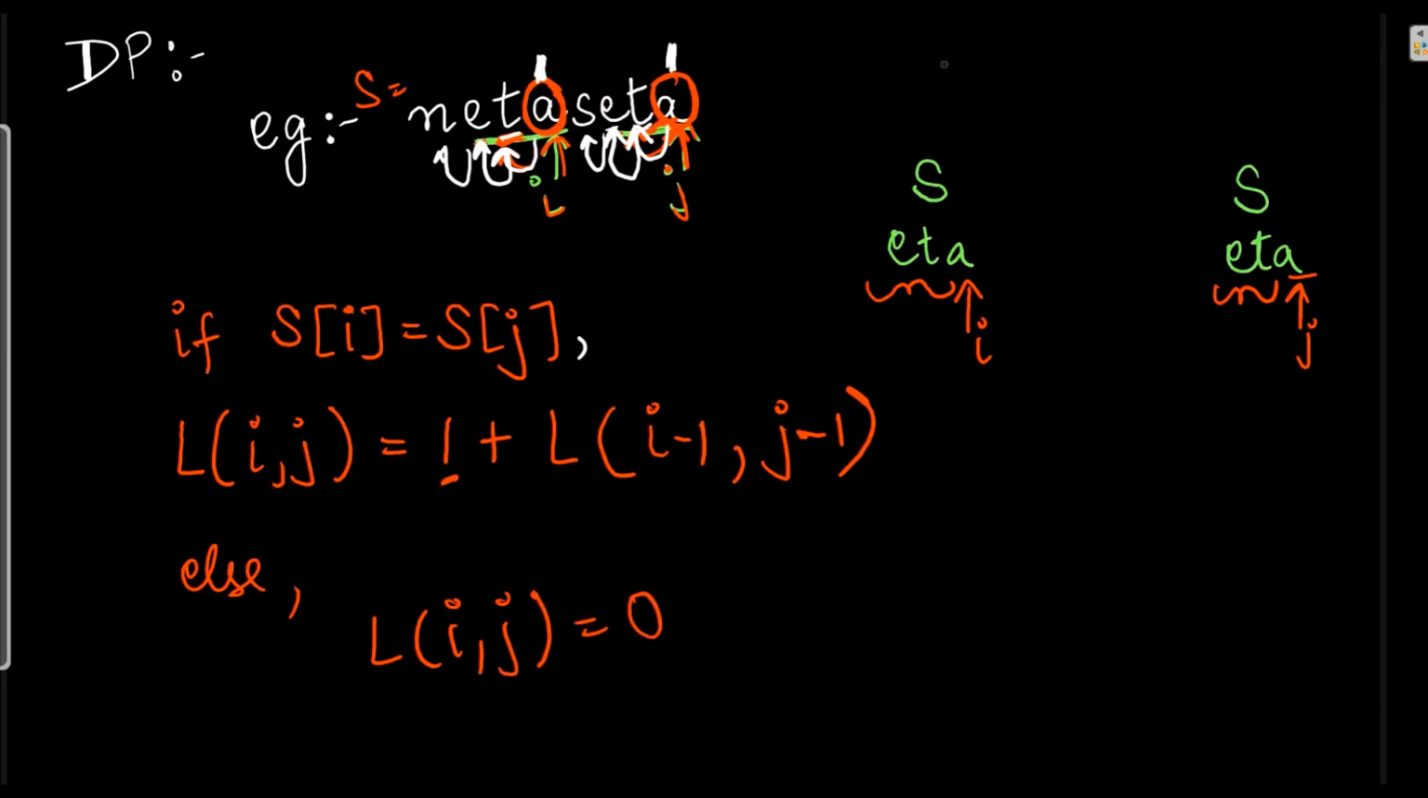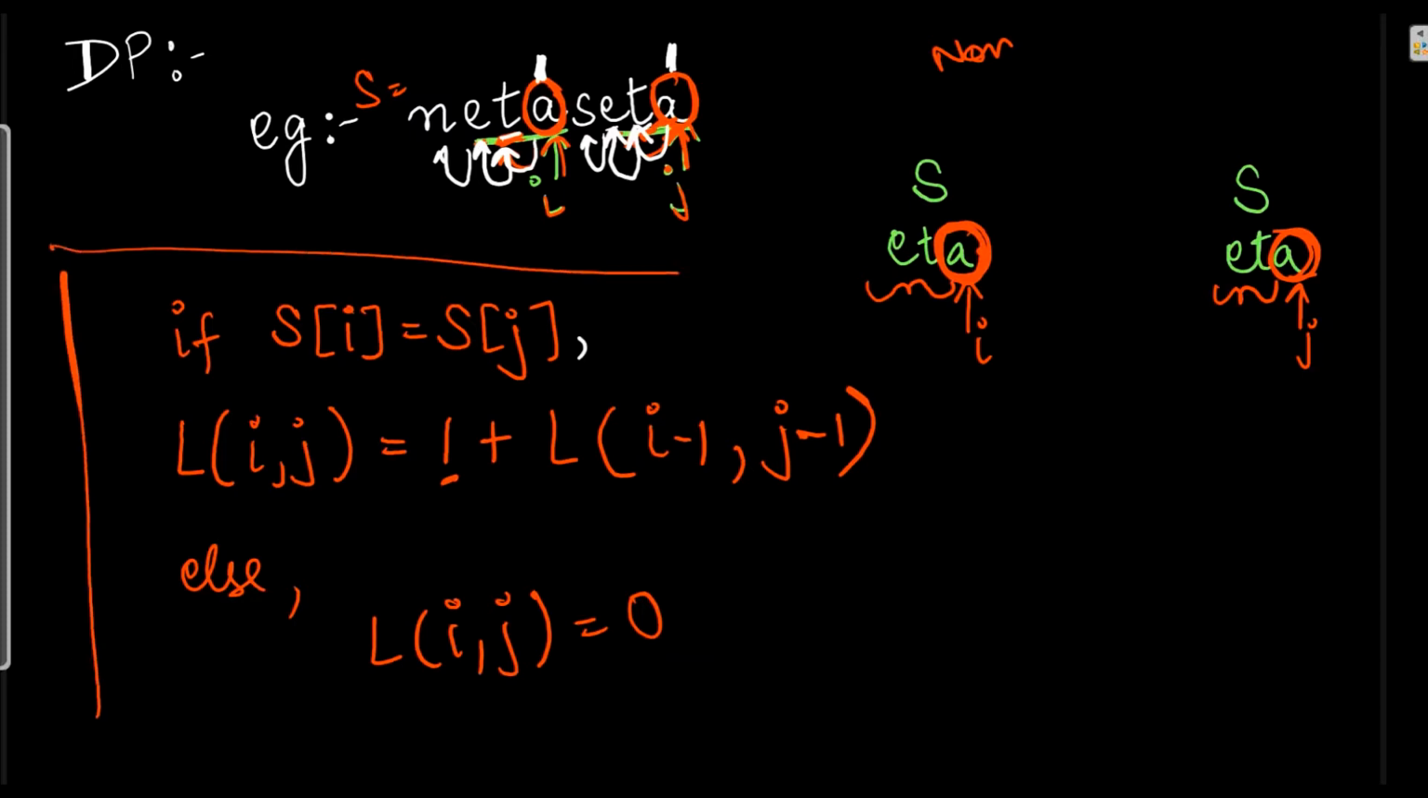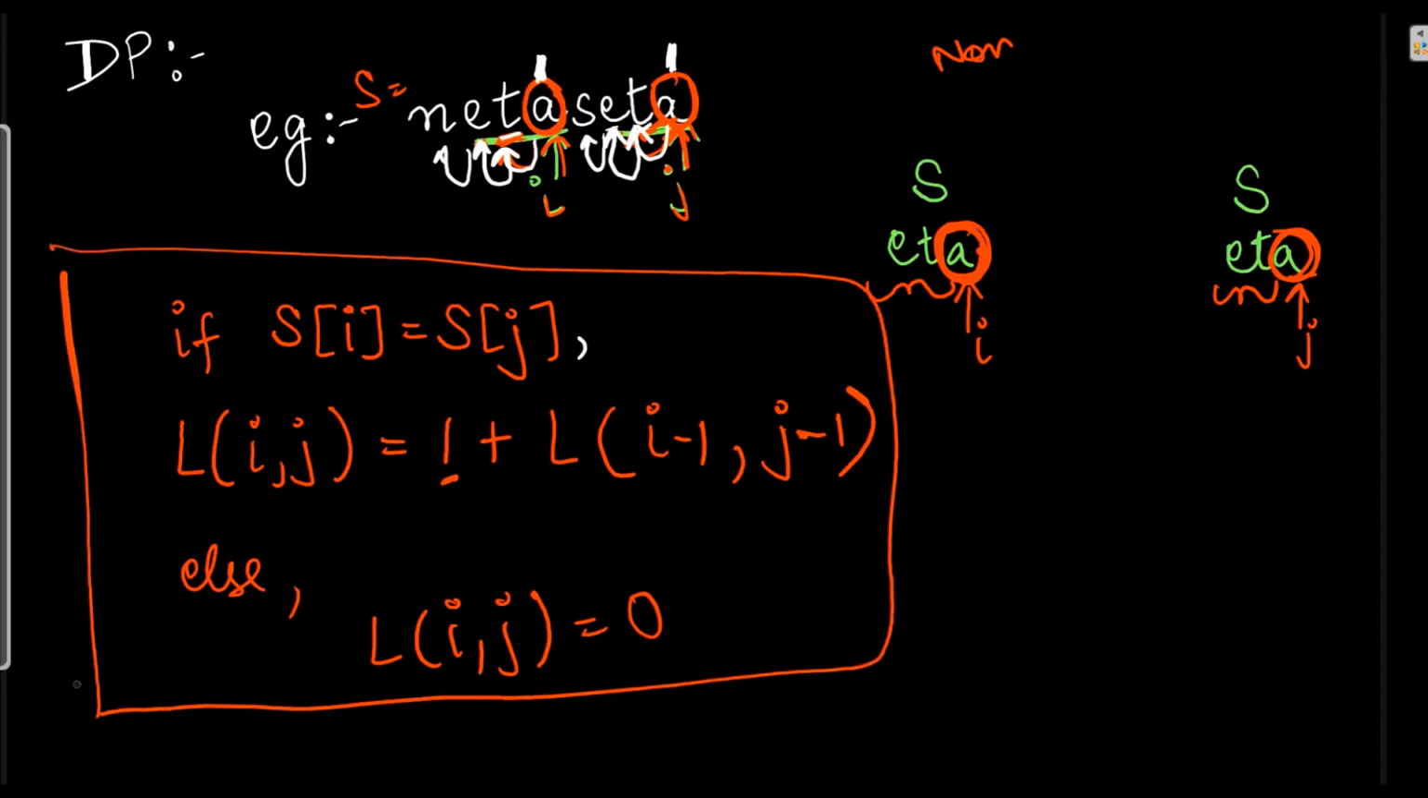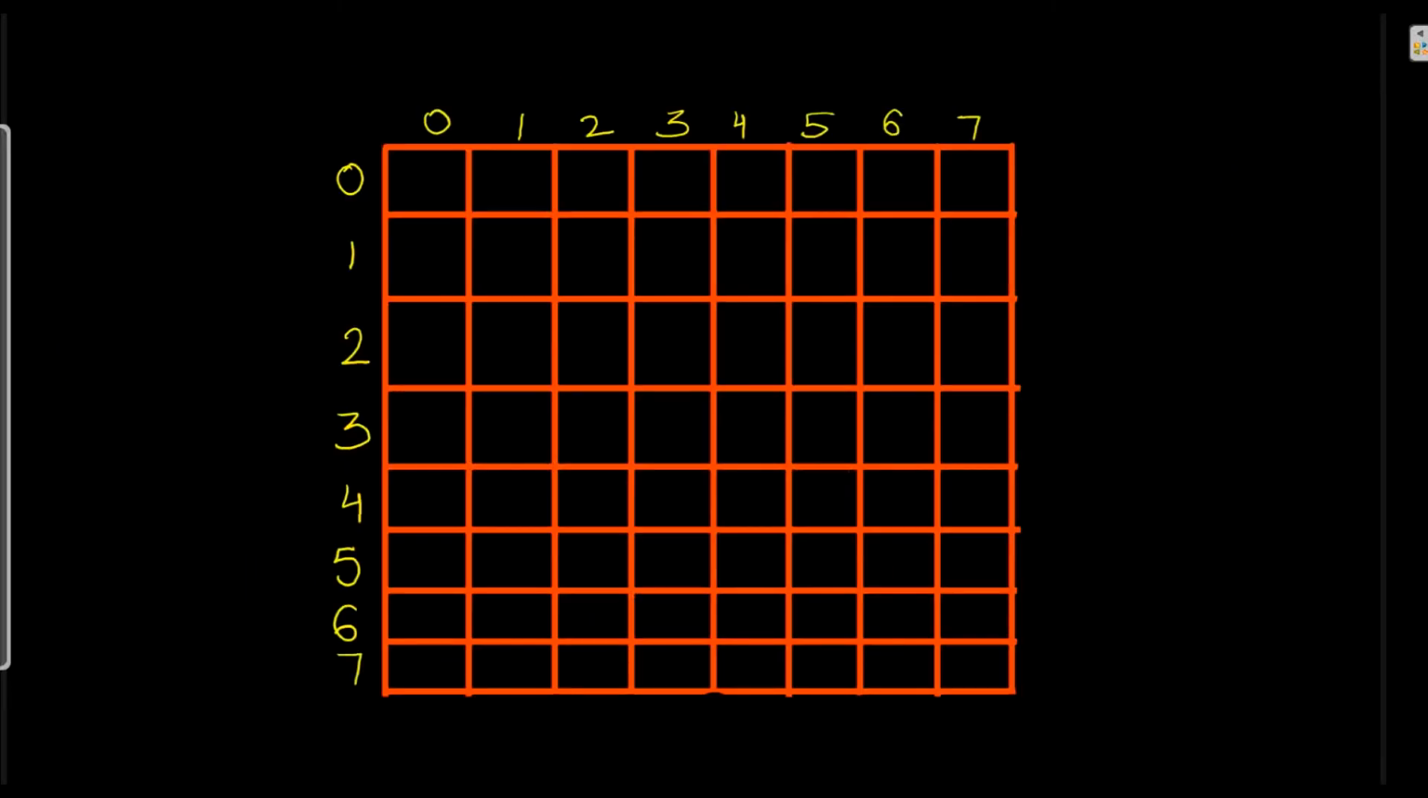But also we have the condition of non-overlapping. Non-overlapping means the distinct characters of that particular string. Let's understand this by plotting it. And here we have this condition. So I'll take this condition and we'll start plotting the matrix. So here I'll take a 2D matrix, where I'll have I and the other one J.